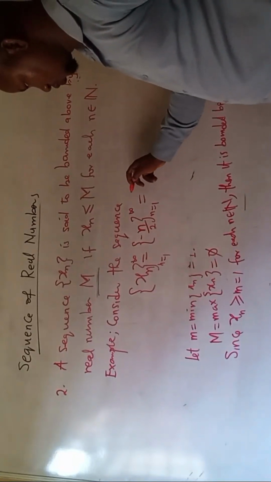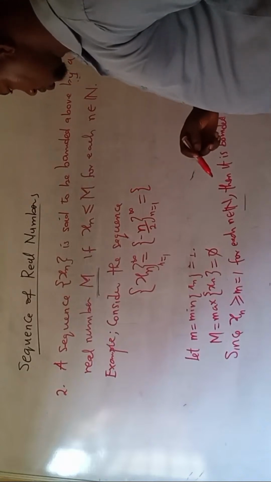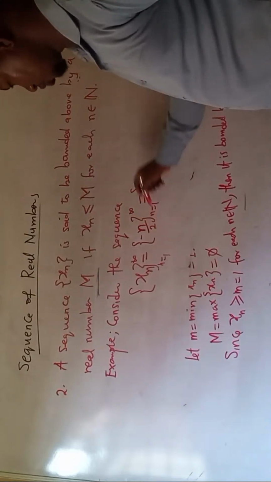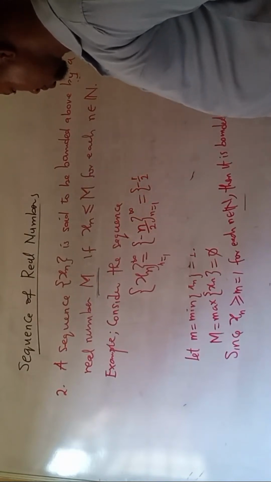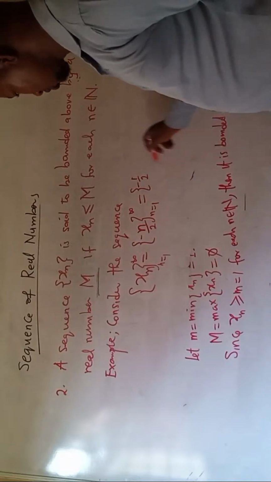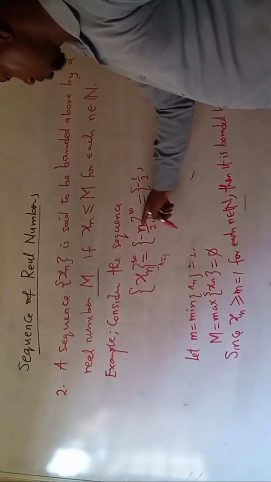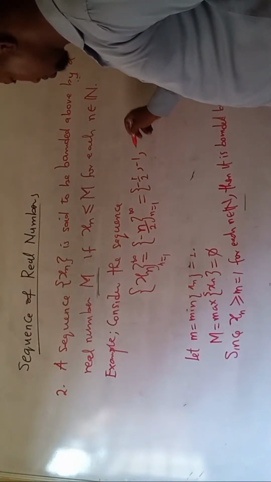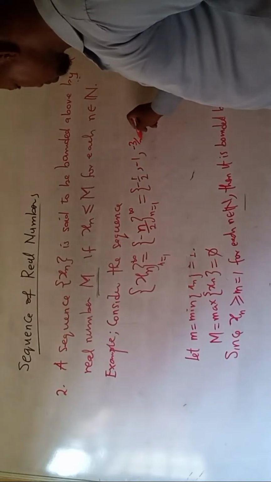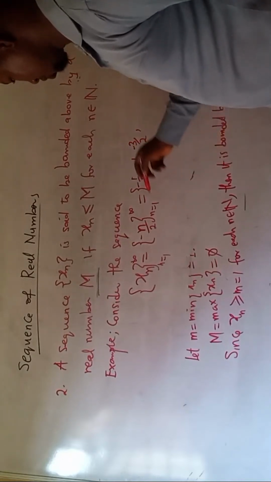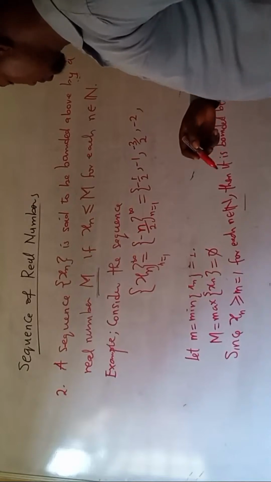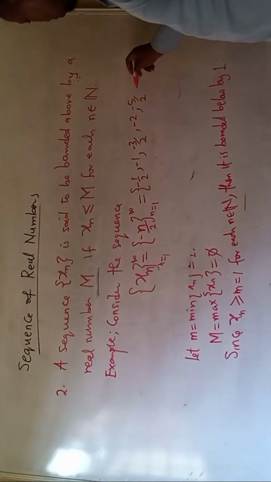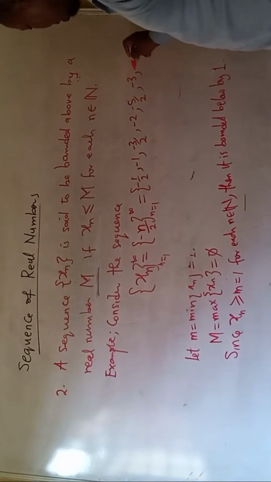So this sequence, when we take the first member here, it will be -1/2. The next one will be -1, the next one will be -3/2, the next one will be -2, the next one will be -5/2, the next one will be -3, and this is going like that.